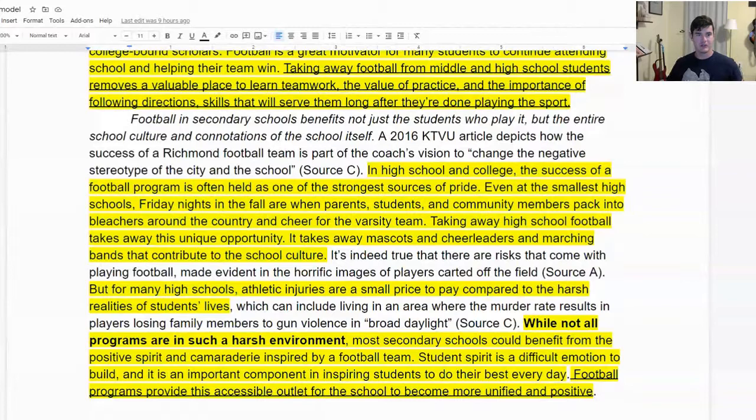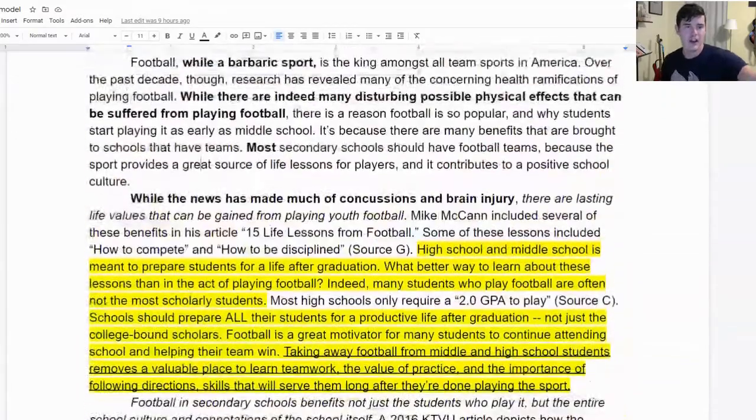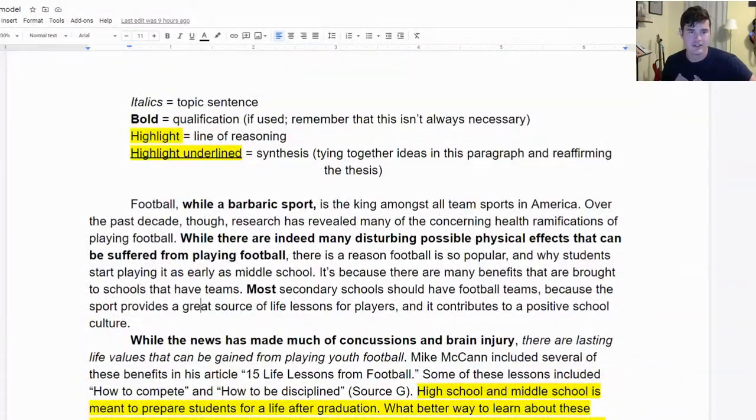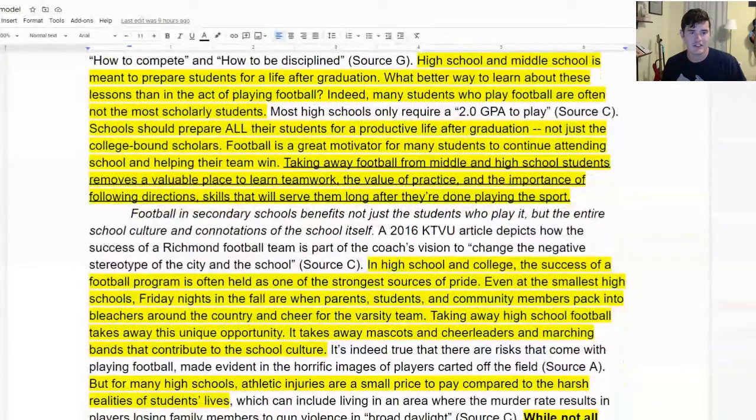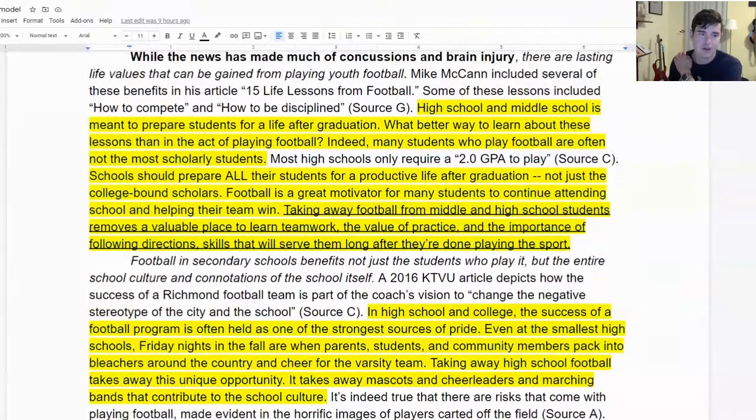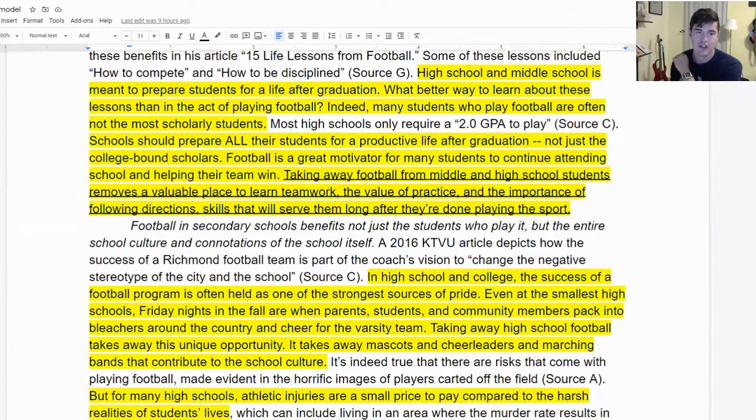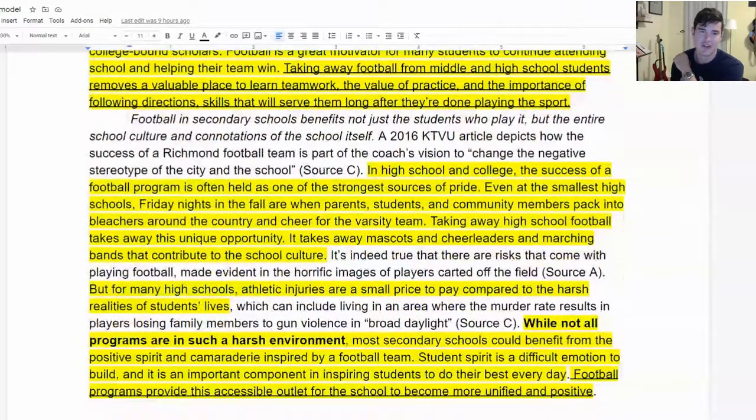All right, let's look at the second one. Football in secondary schools benefits not just the students who play it, but the entire football culture and connotations of the school itself. So notice there, I italicized it because it's a topic sentence, but also notice that it's transitioning, it's connecting those ideas from that top one. Football in secondary schools benefits not just the students who play it. So it's talking about those students that I'm referencing up here in this paragraph. But now I'm going to broaden it to the entire school culture and the idea of the school itself. All right, so evidence to support that.